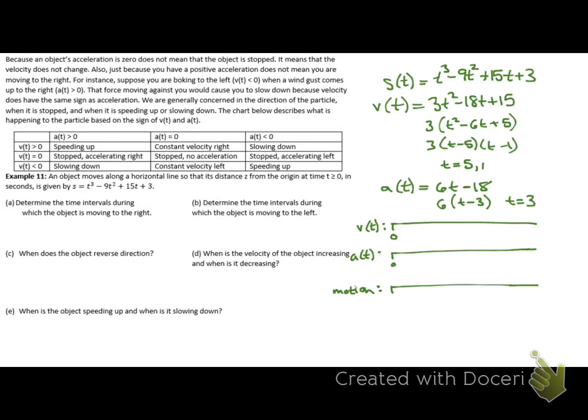So I've got 0, 1, and 5 for velocity. I've got 0 and 3 for acceleration. And then for motion, it's going to be all of them. So it's going to be 1, 3, and 5.